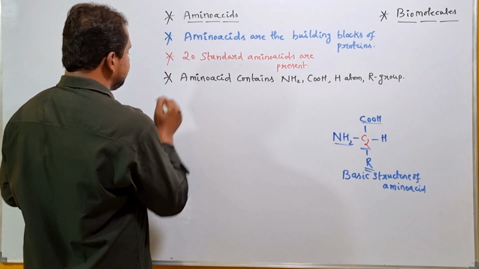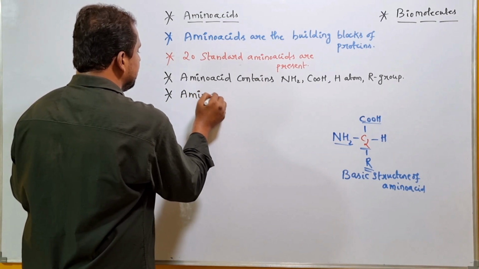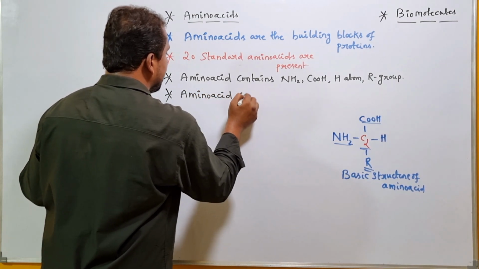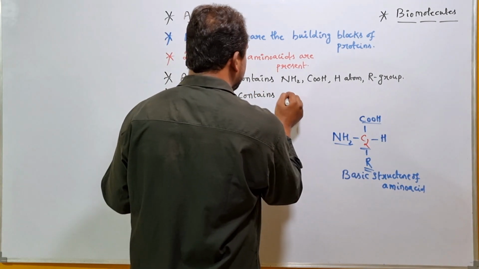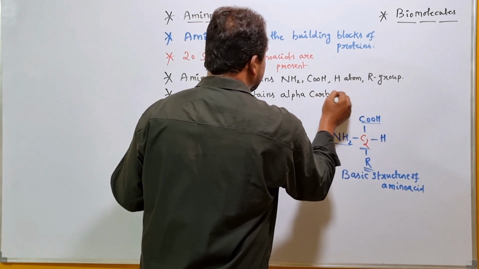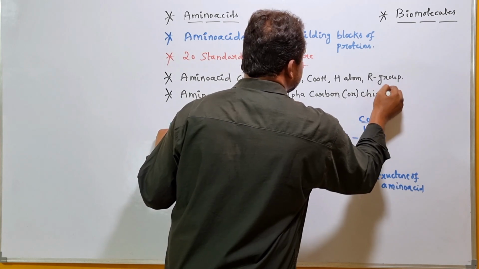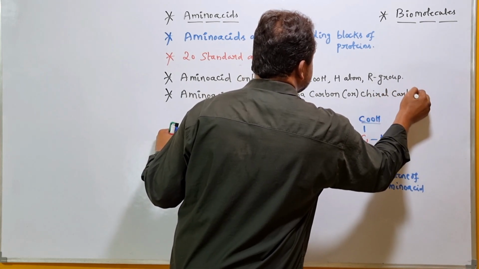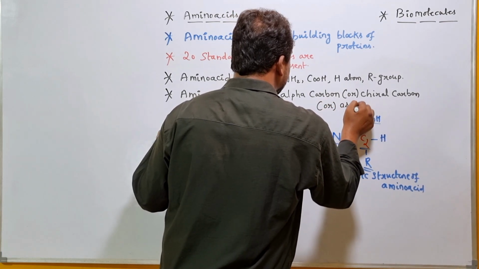Amino acid contains alpha carbon or chiral carbon, or even in other terms we can consider it as asymmetric carbon. Asymmetric carbon, right?